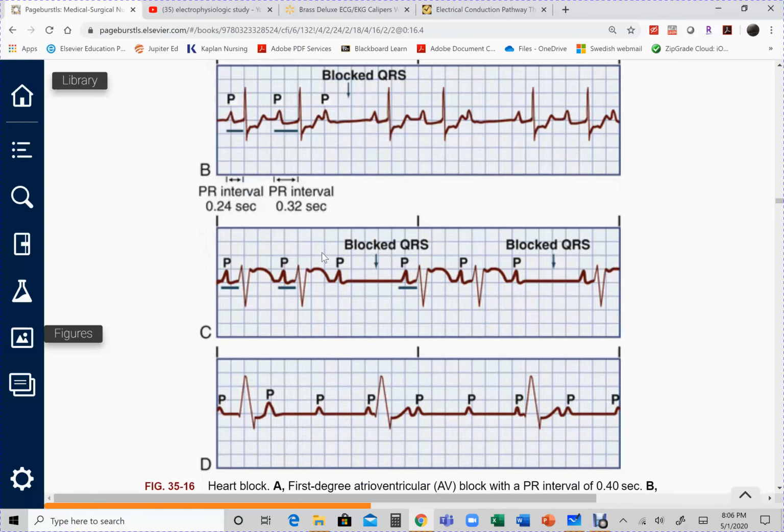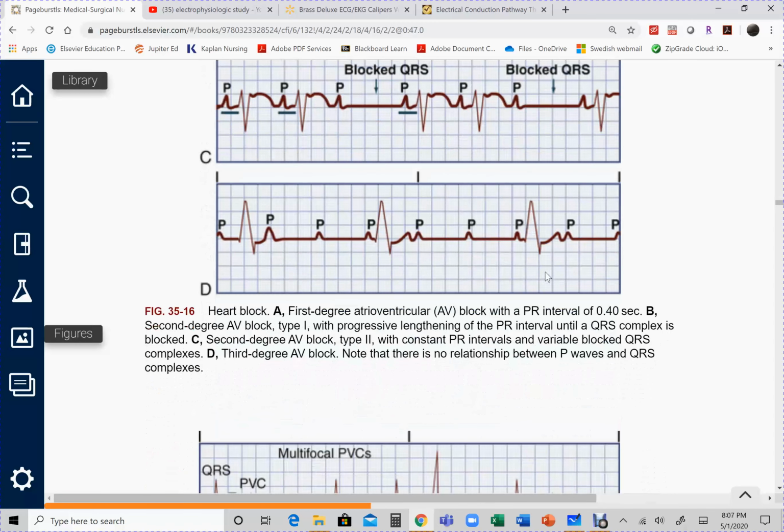In type 2, the PR interval remains the same. There's no gradual lengthening. So here, long, the same, and then another blocked QRS. So here, long, long, and then another blocked QRS. Okay, so that's type 2. Type 3, which is the worst.